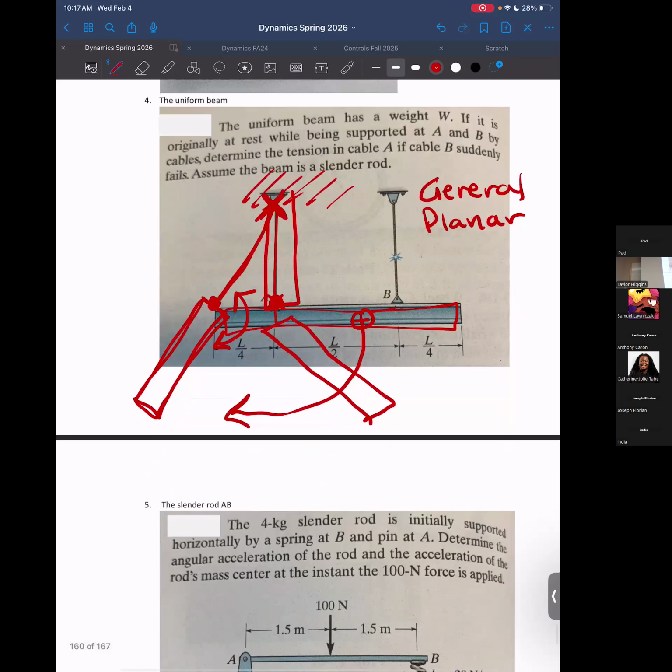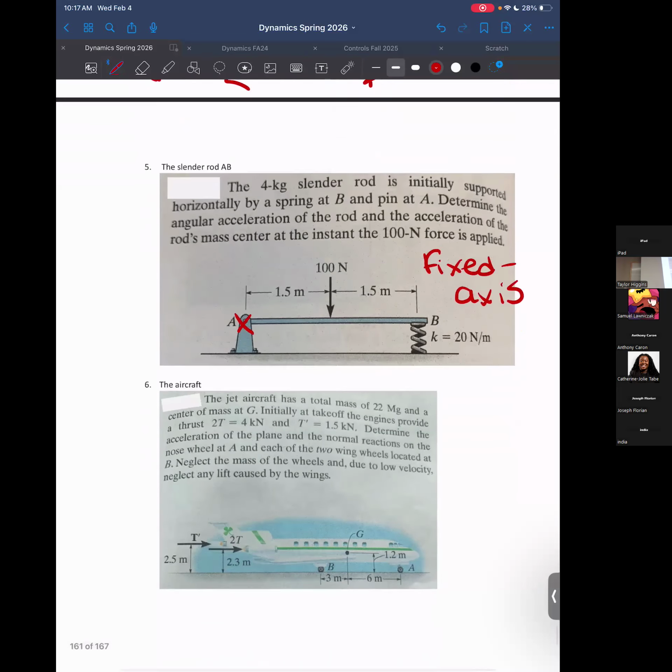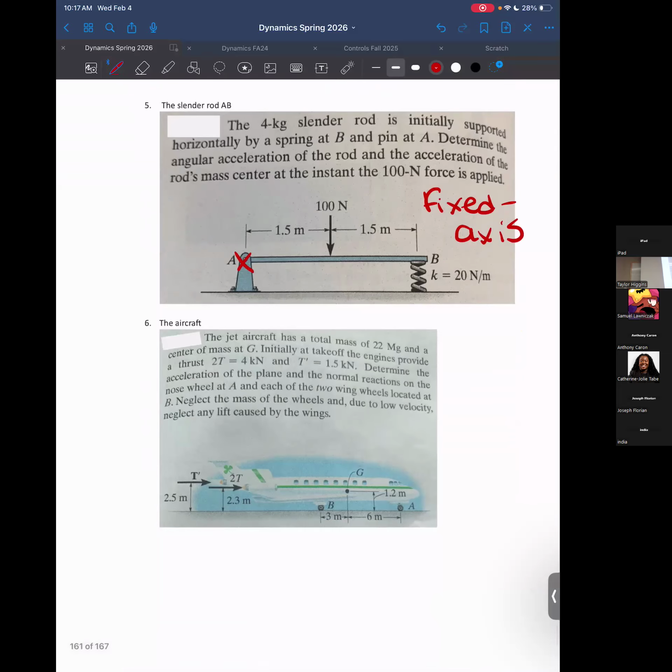Okay. All right, number 5. Yep, it's fixed axis, because the axis at A never moves. Number 6. Acceleration of the plane, the normal reaction.